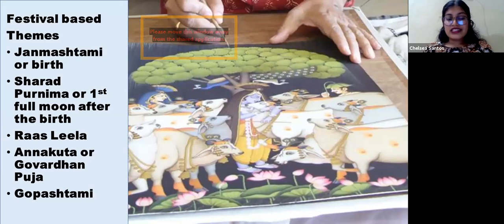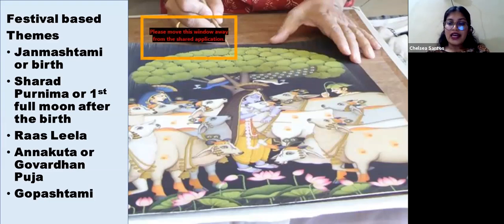So just discussing a few of them, we have Janmashtami, or the birth of Krishna. Then you have Sharad Purnima, or the first full moon after the birth. Ras Leela again is a very popular depiction. You have Krishna and the gopis, the milkmaids surrounding him. The incident is to celebrate the full moon of Sharad Purnima, like we said.